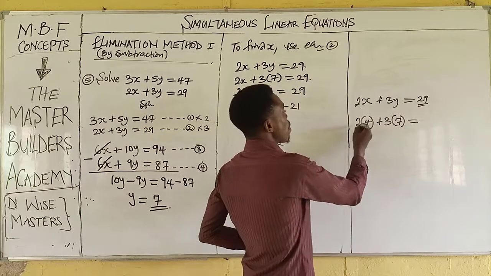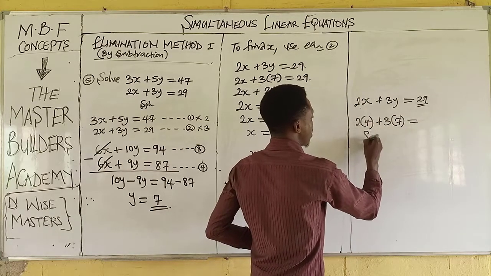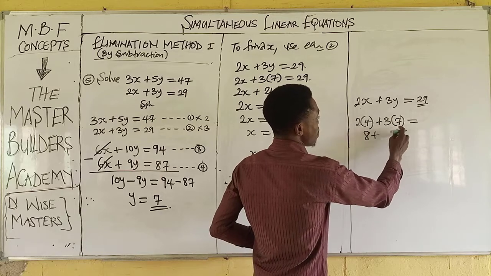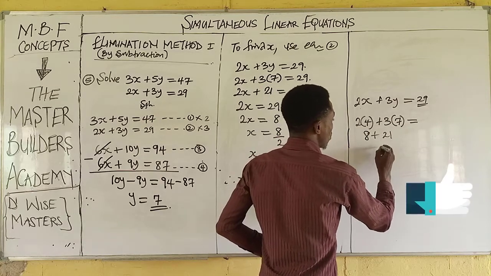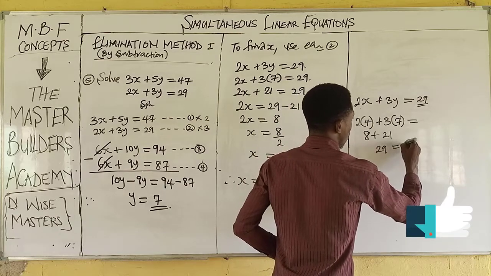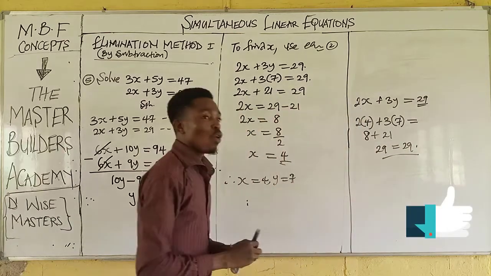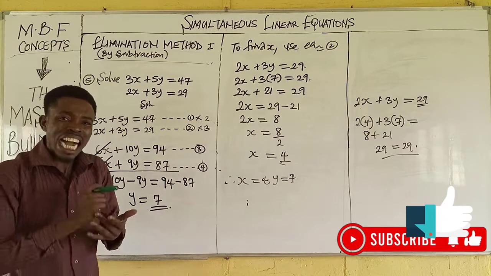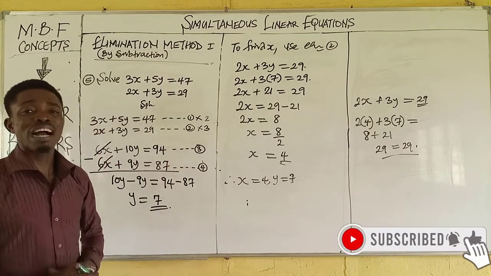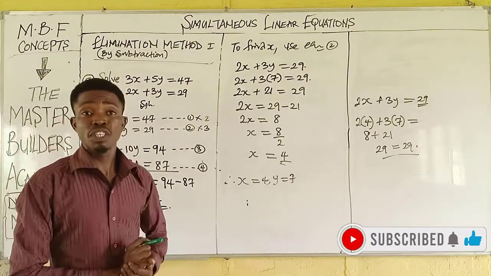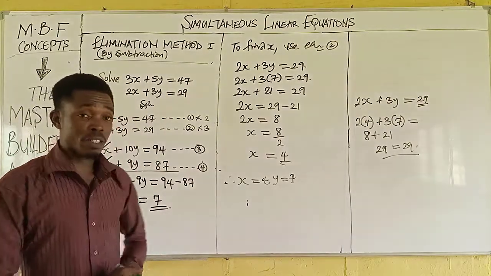Alright? Now when we multiply 2 by 4, we have this as 8. And when we multiply 3 by 7, we have this as what? 21. And when we add 21 to 8, we have 29, which is equivalent to the right hand side. Therefore, this answer we have is the actual value for this pair of equations. So we have one more question to solve in this video, which will be question number 3.